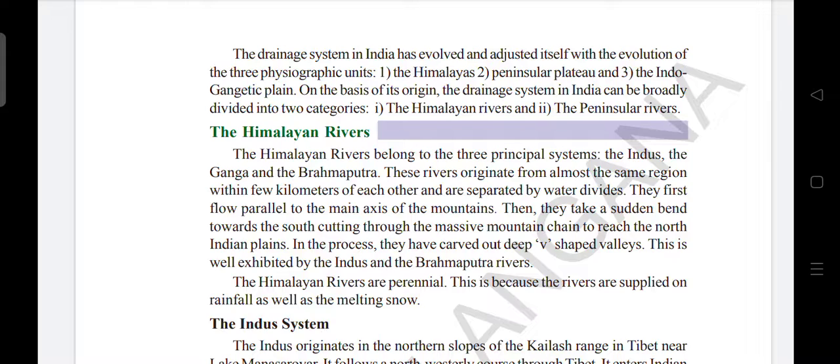And the Himalayan rivers are perennial. Why? It is because the rivers are supplied by rainfall as well as the melting of snow. In the Himalayan ranges we have snow. So because of the melting of snow and rainfall, these Himalayan rivers are perennial.